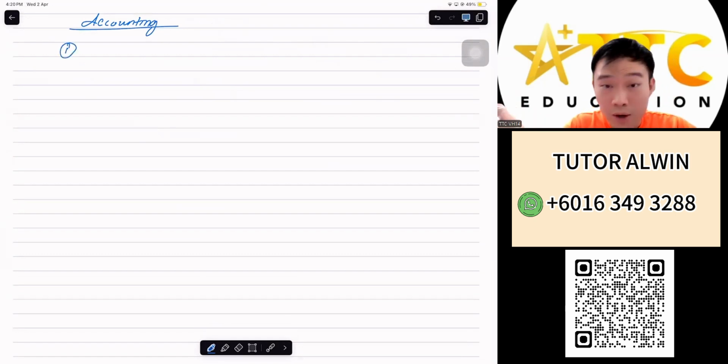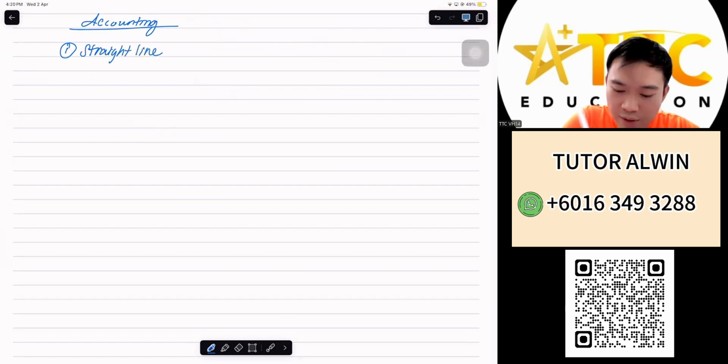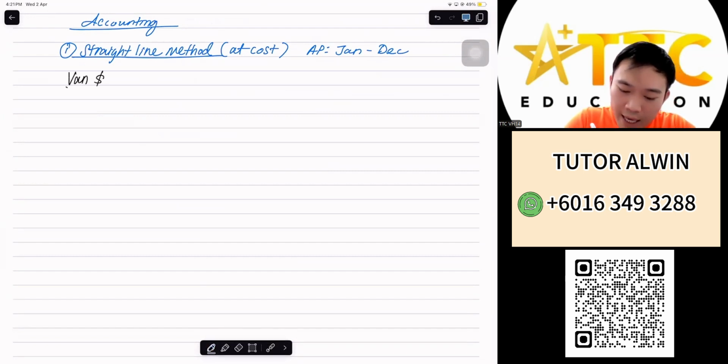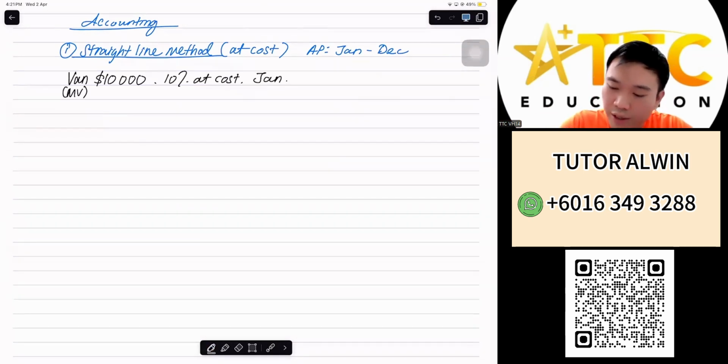The first formula that we always hear is the straight line method, whereby the depreciation value every year is the same. Normally they call it at cost. Let's take our accounting period as January to December, in the year 2025. We bought a van, our motor vehicle, costing 10,000 by cheque. Our policy of depreciation will be 10% at cost. We buy it during January.